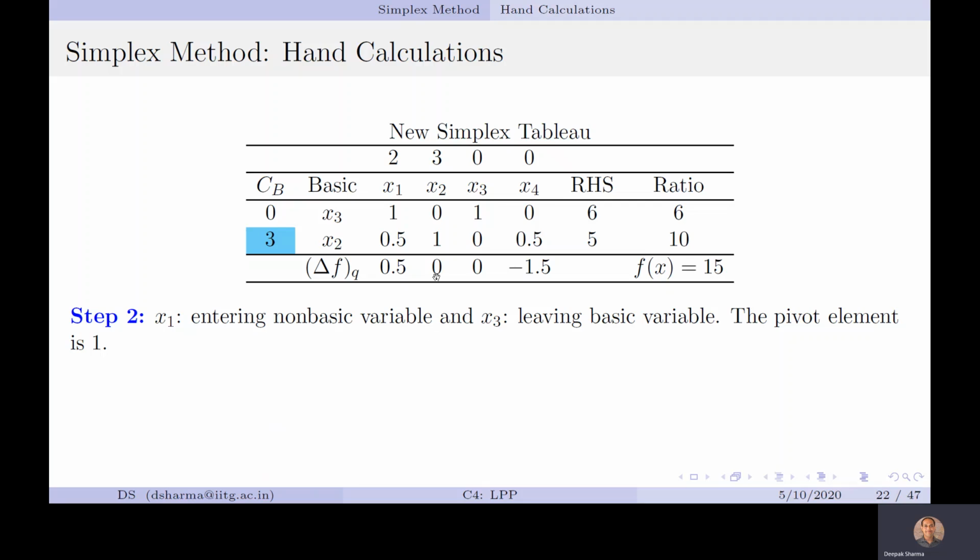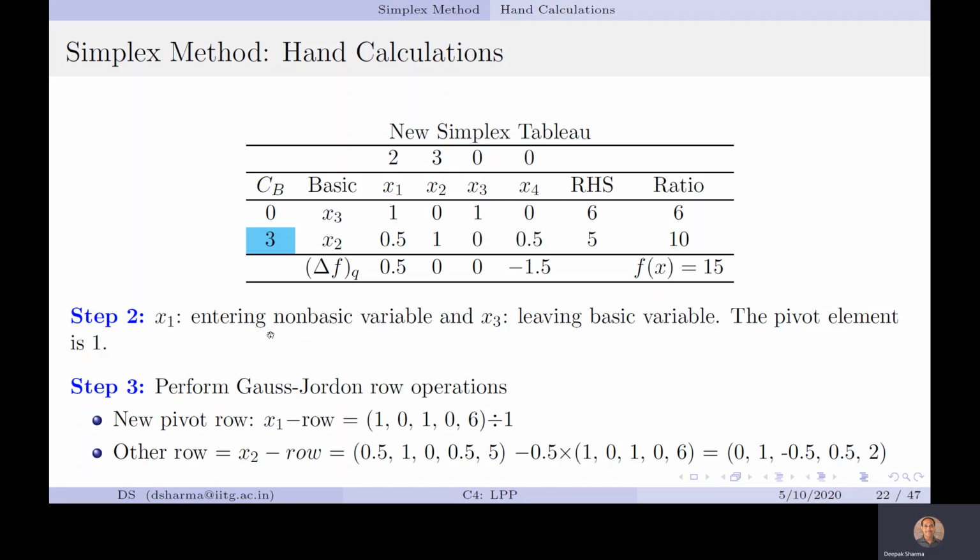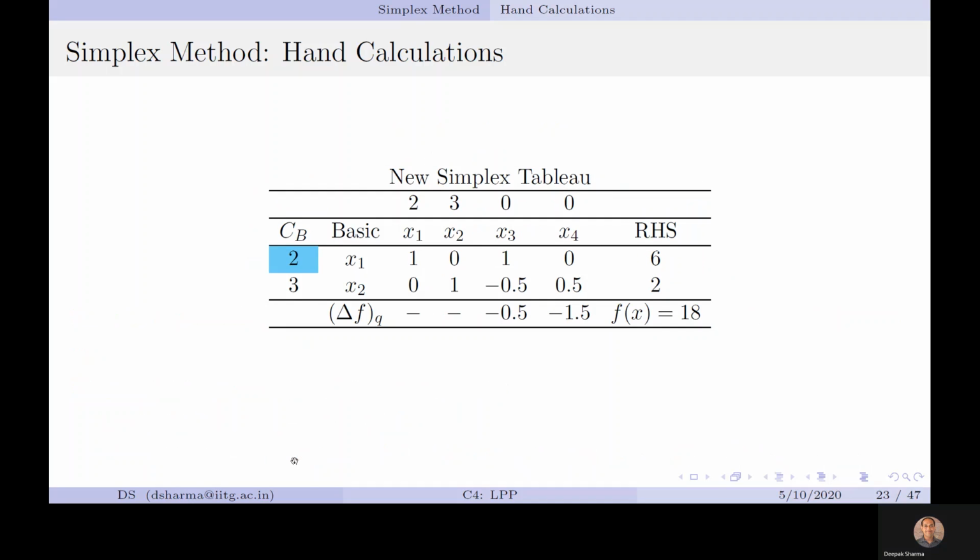Now, since we have identified that x1 is going to enter, this corresponds to the pivot column, and x3 is going to leave, so the x3 row will become the pivot row. The intersection means the pivot element is 1, which we can find here. By identifying all these, we can apply our Gauss-Jordan row operation. So the coefficients are given here. I suggest you go through and perform some hand calculation in your notebook so that you can understand how we get the new pivot row, which is the x1 row, and the other row, the x2 row.